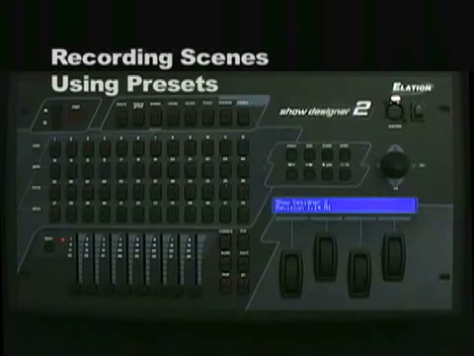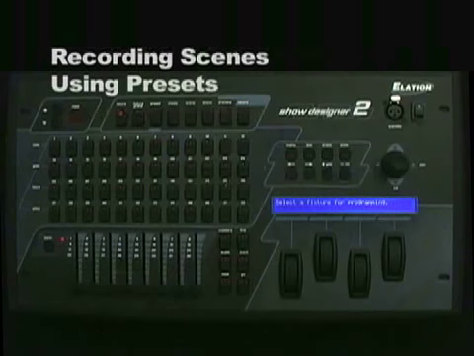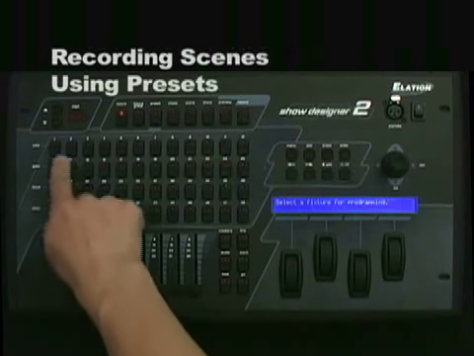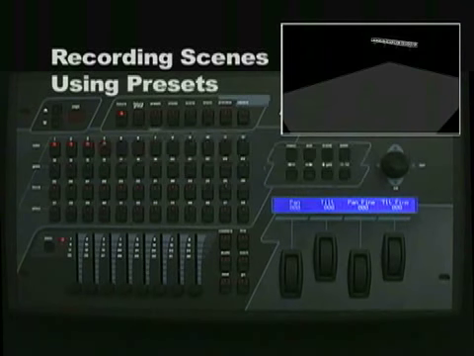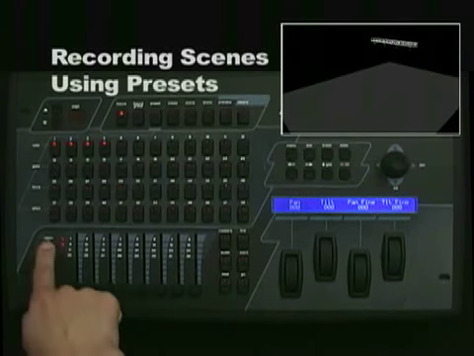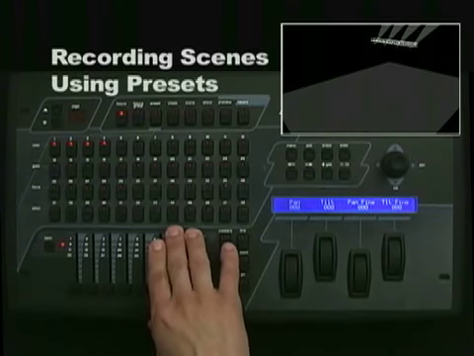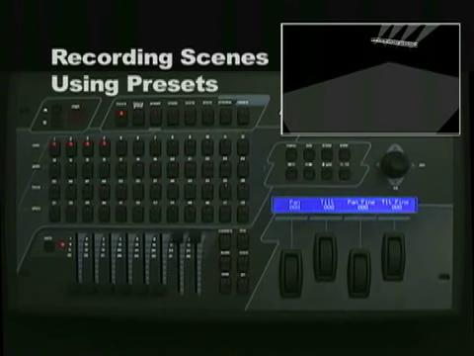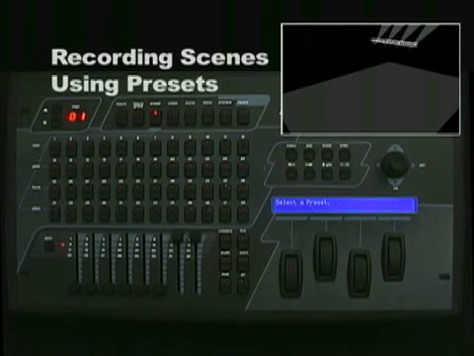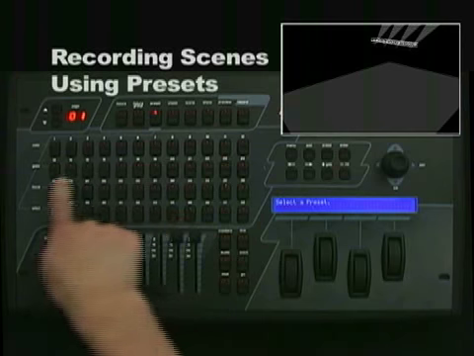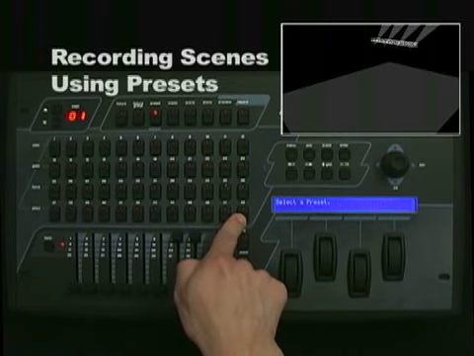To record a scene using the presets that we recorded earlier, press the fixture button, then select the fixtures that you recorded the presets for. I'll open the shutter, as I did not include the shutter or dimmer as part of my presets. I'll then press the preset button, and I'll select from my rows of presets using the number buttons.